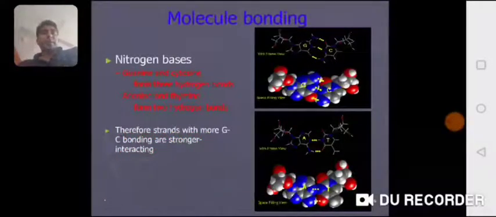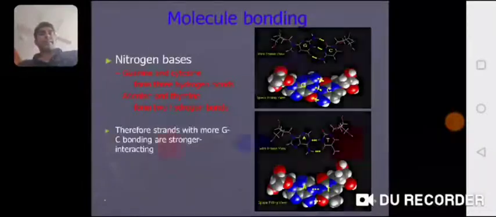Molecular bonding. Nitrogen bases are basically four types. Guanine and cytosine form 3 hydrogen bonds. Adenine and thymine form 2 hydrogen bonds. Therefore, strands with more GC bonding are stronger interacting.